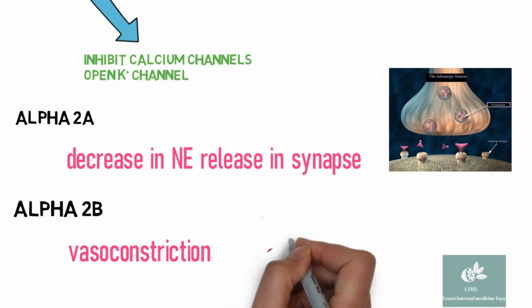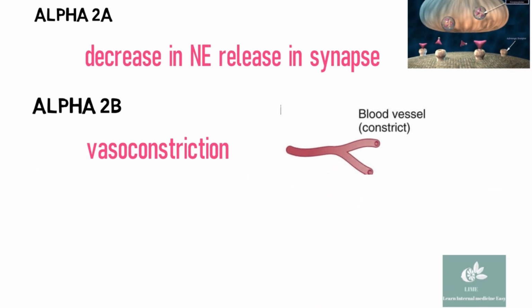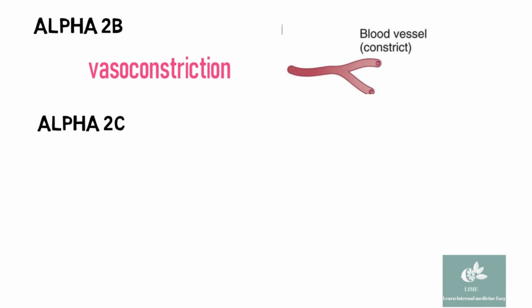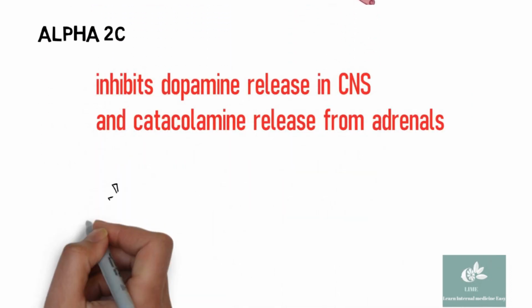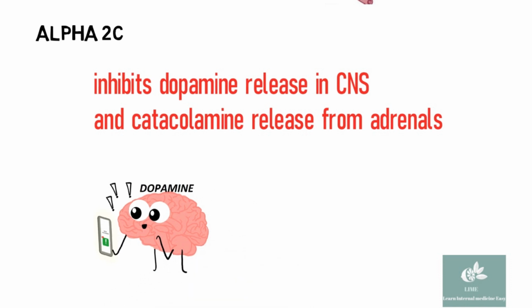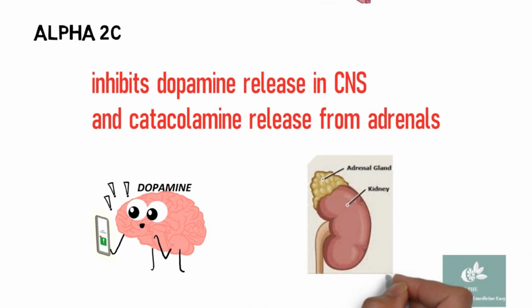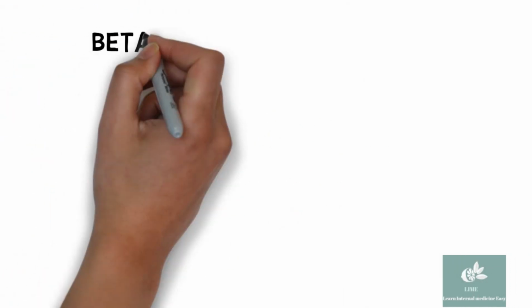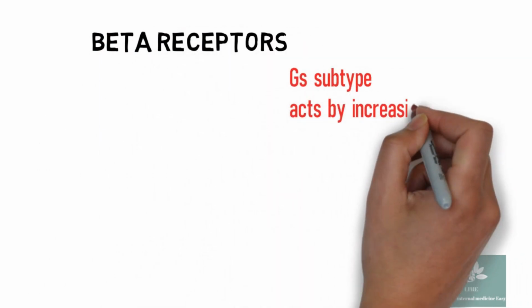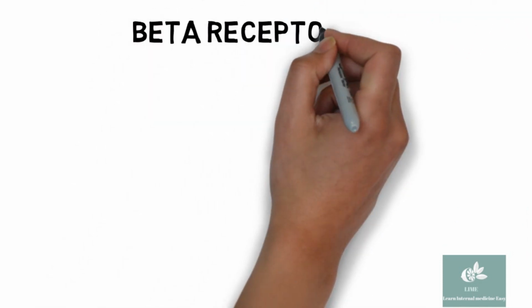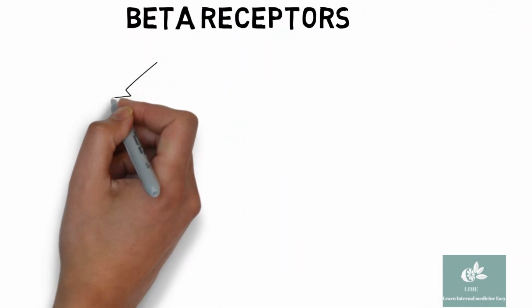Alpha 2B stimulation causes vasoconstriction, and alpha 2C stimulation causes inhibition of dopamine release in the CNS and catecholamine release in the adrenals. Beta receptors. Beta receptors are Gs subtype of G protein coupled receptors and act by increasing cyclic AMP. Beta receptors are of three types.